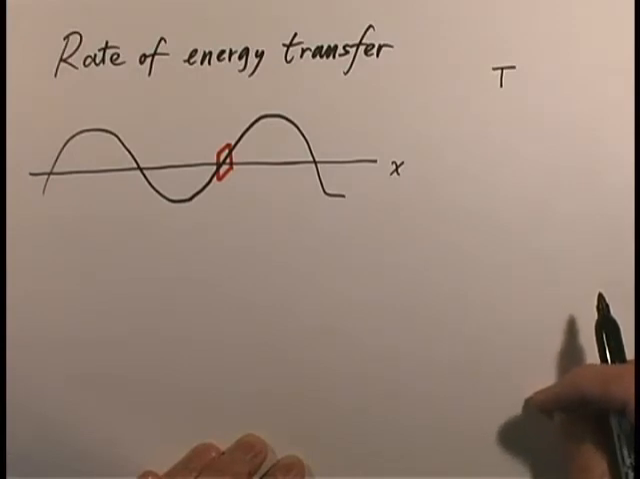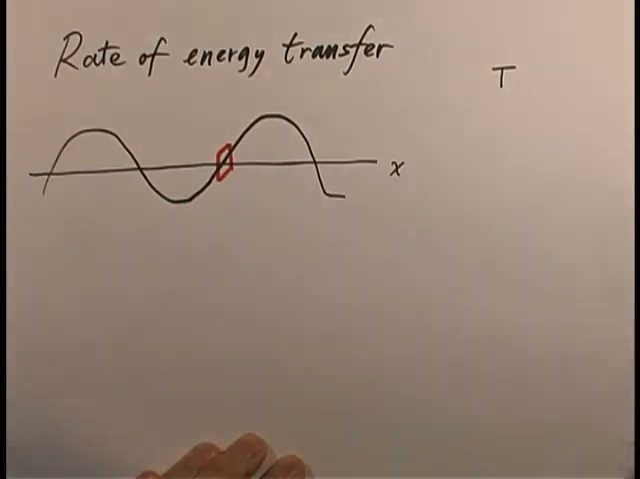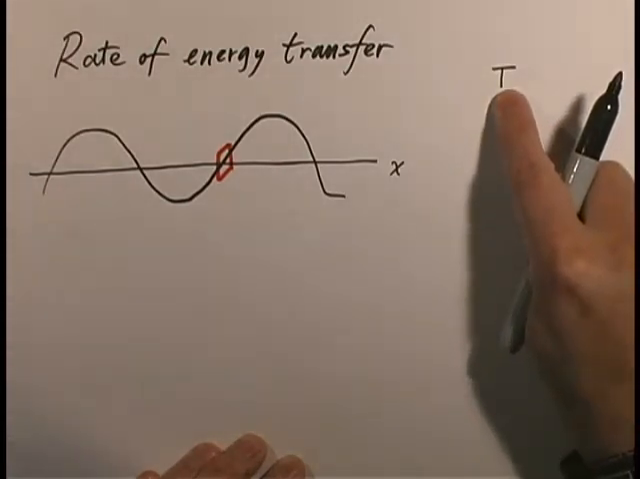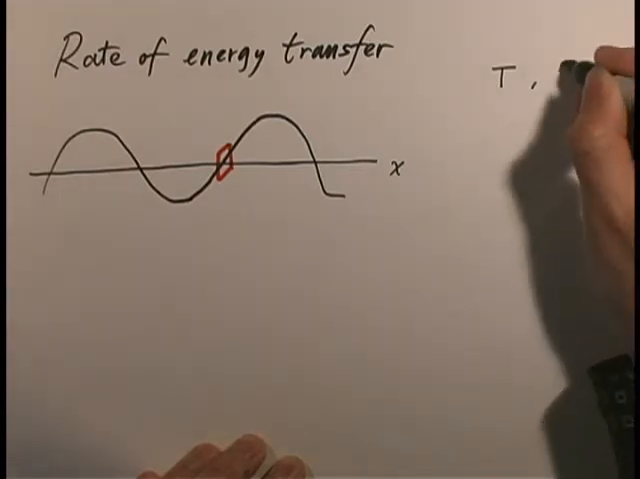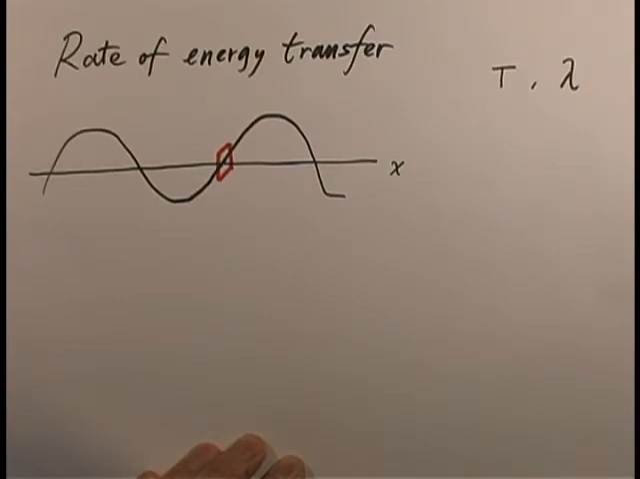Why? Because you know the wave is periodic, right? It repeats itself after time T. So if you wait after time T, the exact same thing will repeat over and over again. So it is sufficient for us to look at what happens over one period T. So what happens over one period T? Well, you know the wave propagates forward by distance lambda over that one period.